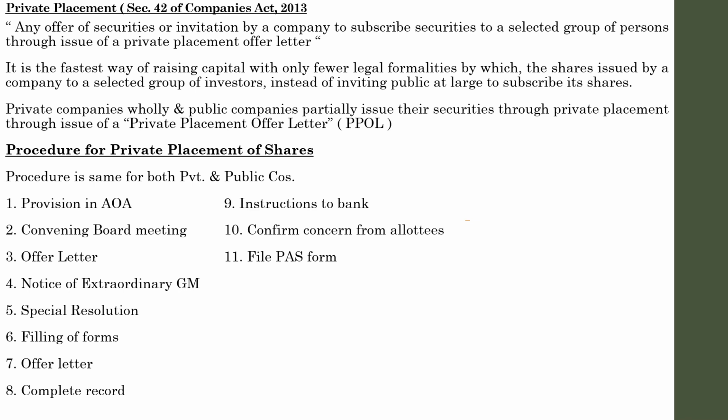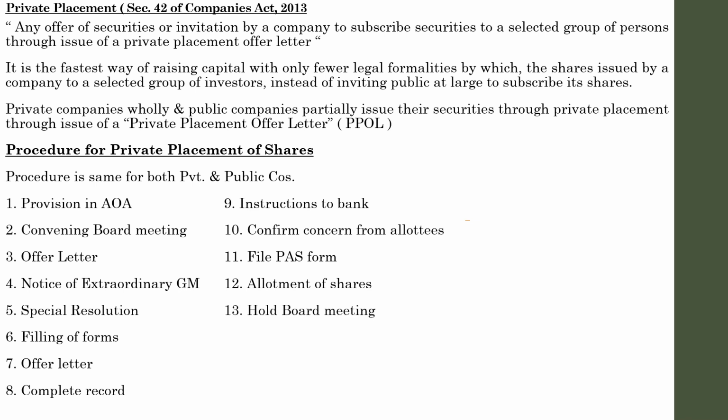So once the PAS forms are filed, next, the company should make necessary arrangements for the allotment of shares. That is, shares are to be allotted within 60 days of receipt of money from the persons to whom rights are given. I hope you understand the concept. The amount should be collected within the 60 days, from which the shares are allotted.